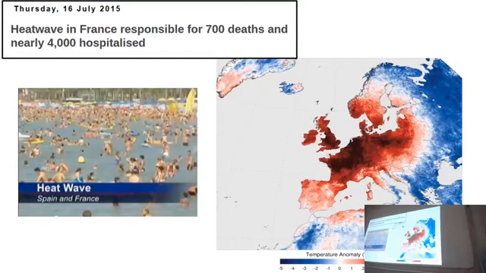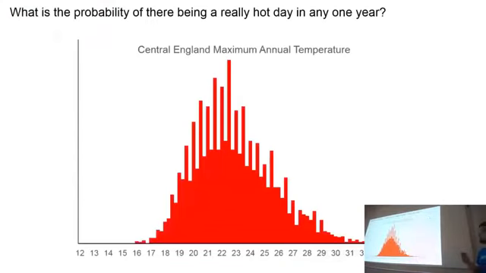Now, the heat wave itself may not be something directly to do with climate change, because sometimes it's just hot. You have a couple of days where it's hot, a couple of days when it's cold. This is some data that I scrambled to get off the internet yesterday. This is the Central England maximum annual temperature. For every year since about 1850, I've just noted down the warmest day of the year.